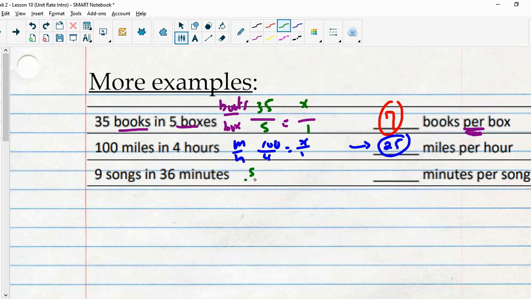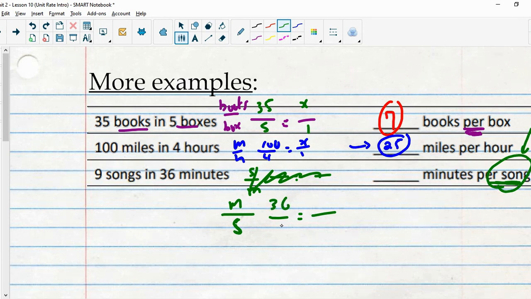Songs to minutes. 9 songs. Oh, wait, hold on. No, per song. Song has to be at the bottom. Minutes to songs. So you see, even I could make a mistake. You gotta see what the question is asking. If it's song at the end, song goes to the bottom. 36 minutes for 9 songs. How many minutes per 1 song? What do you think? Yeah, 4, and that's it.